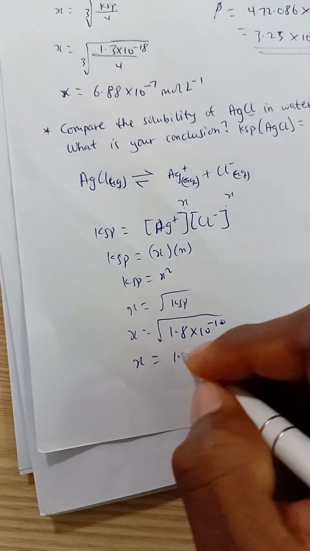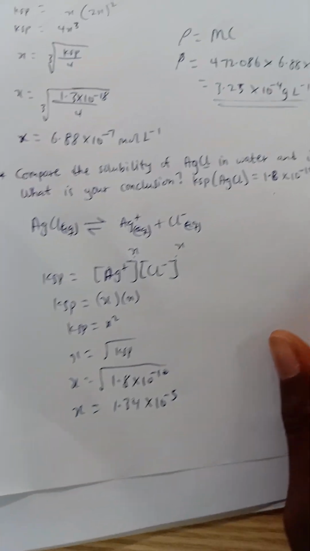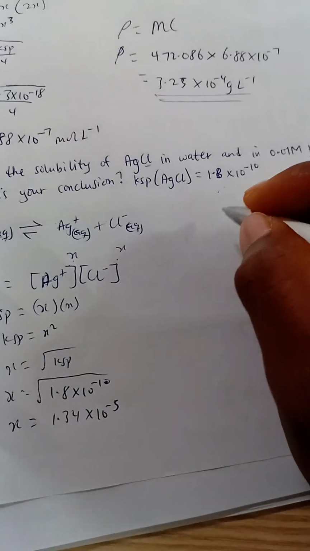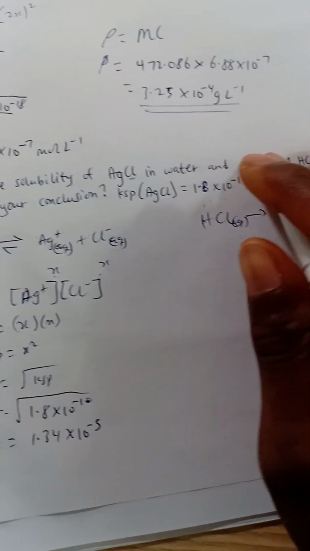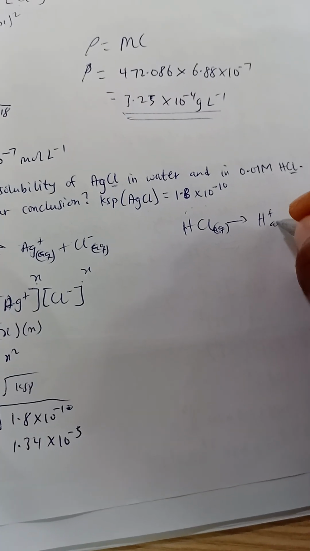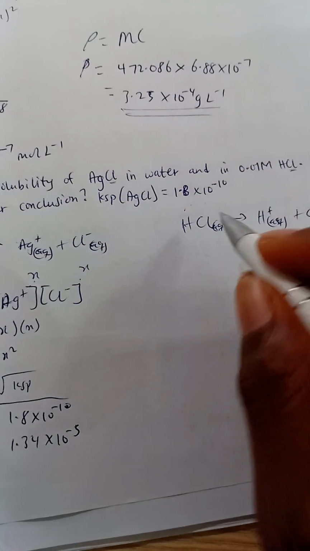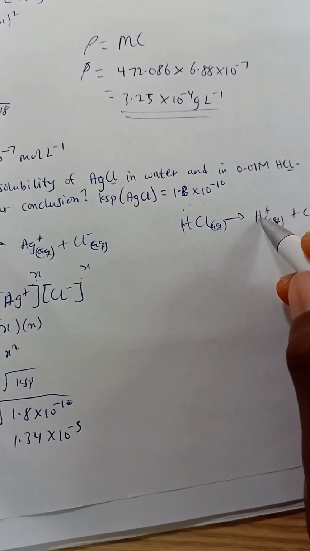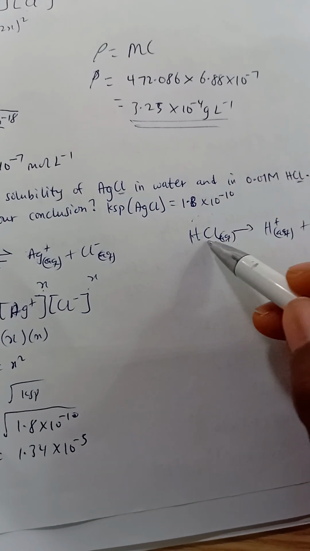We are going to get 1.34 by 10 to the power minus 5. This is in water. Now I want to calculate the solubility in what? 0.01 molar HCl. HCl, we know, is a strong acid. So we put it in aqueous medium to dissociate completely to give us H plus aqueous and Cl minus aqueous. The equation is balanced, isn't it? Yeah. So since it's balanced, it will dissociate completely.